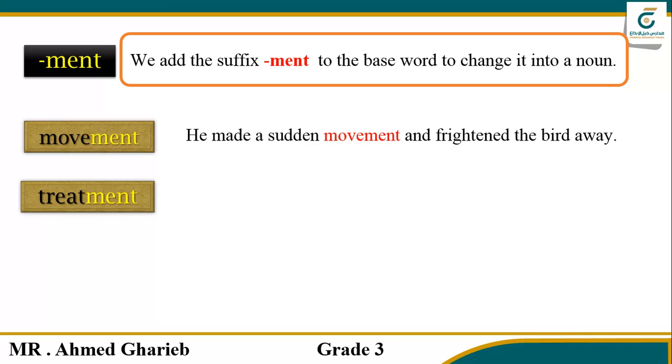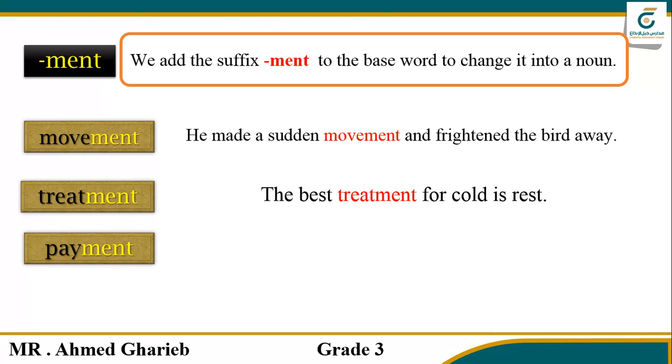Next, treatment. The verb treat means to receive medical care because you are ill. Okay? To take drugs and medicine to recover. But if we add ment to the verb treat, it will be the noun, the medical care we receive to recover. For example, the best treatment for a cold is rest. So the best medical care to cure the disease of cold is rest.